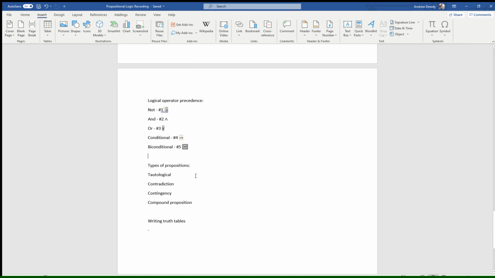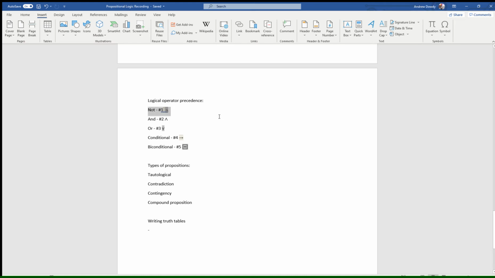In our previous video, we discussed the conditional and biconditional operators and their truth tables. And in this video, we're going to go over logical operator precedence, types of propositions, and some rules for writing truth tables. So, the logical operator precedence for the operators that we've discussed so far is as follows.